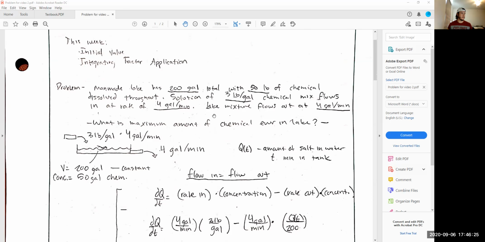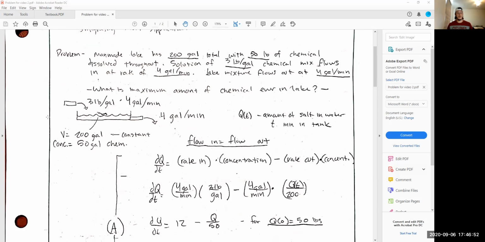Right off the bat, we can see that the two rates are the same. It allows the volume of the lake to remain the same, which very much simplifies this problem. We are to find the maximum amount of chemical in the lake. To do that, we'll have to utilize steps that we've learned the past 2 weeks with some differentiation.